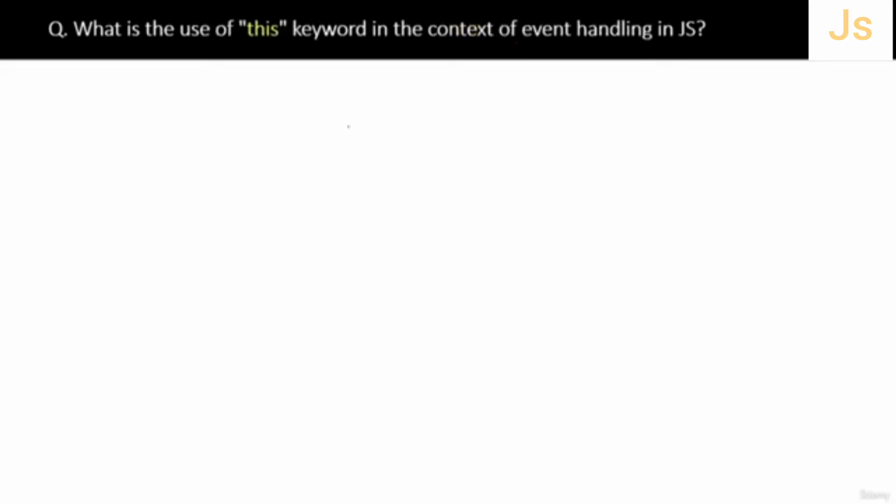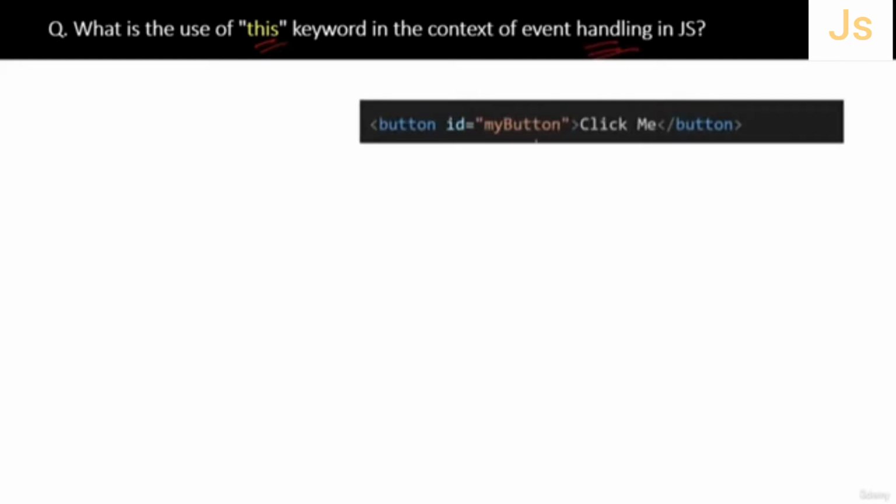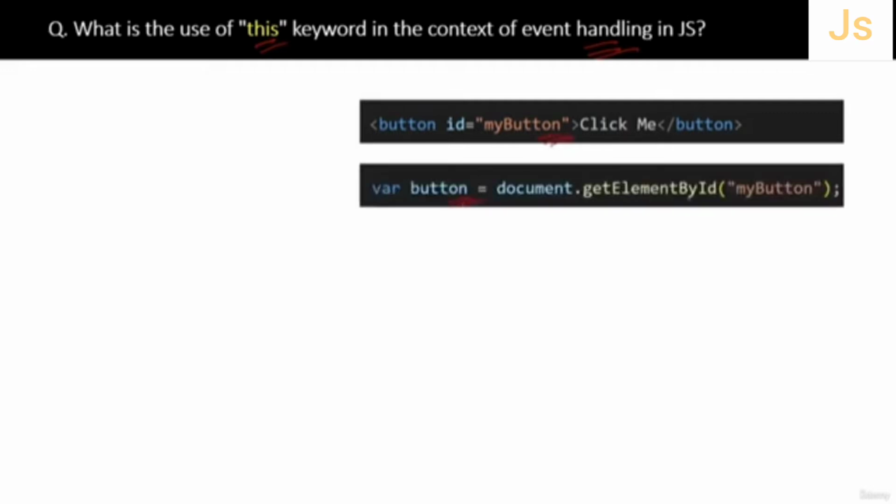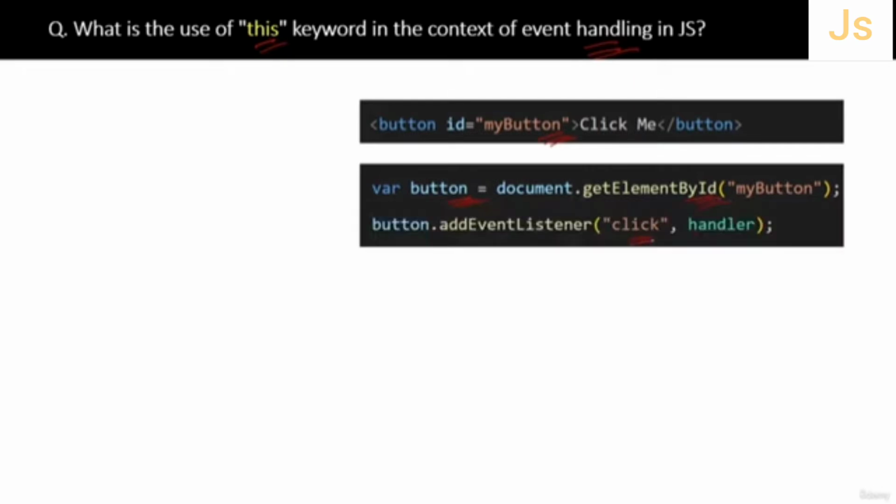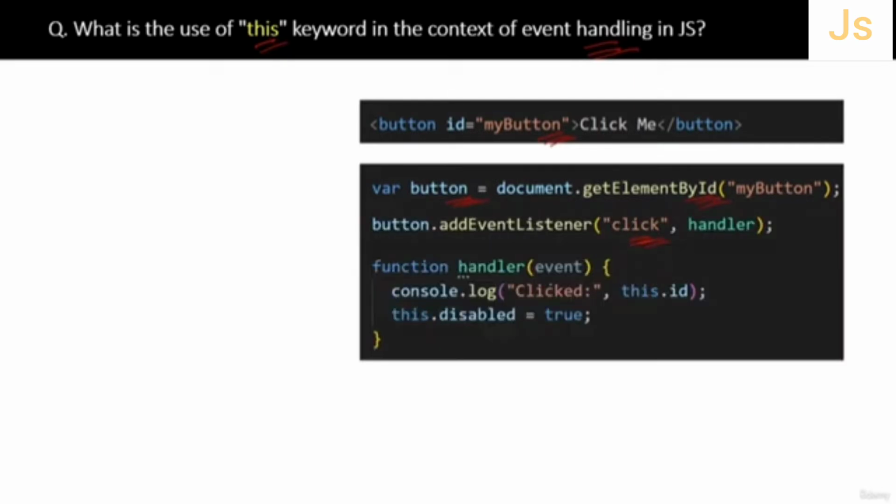What is the use of the this keyword in the context of event handling in JavaScript? If we have a button element on our web page, we can get the reference to the button by using the getElementById method, right? And then we can attach it to an event. Now in the function, this keyword will refer to the element to which the event handler is attached. So this keyword will refer to the button element in this case. The same thing I have written here also. So remember what this refers to: the element.